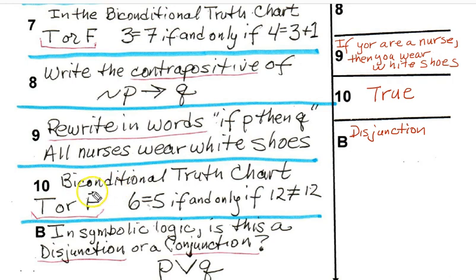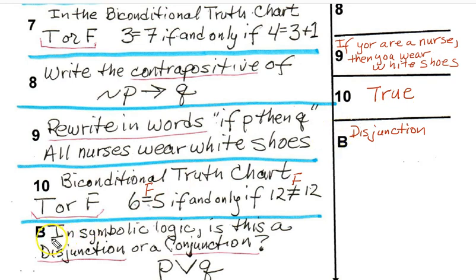Now for 10, in the biconditional truth chart, 6 equals 5 is false. 12 does not equal 12 is false. False, then false is true.